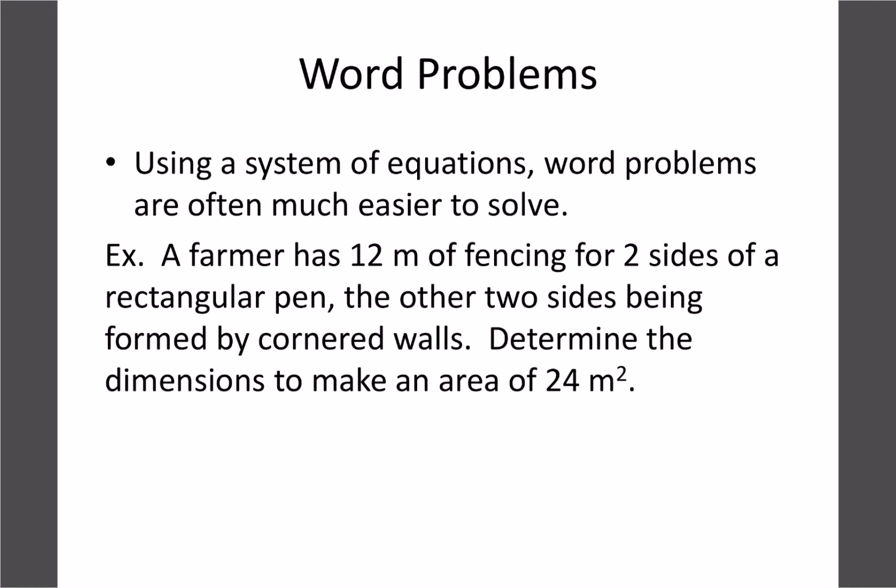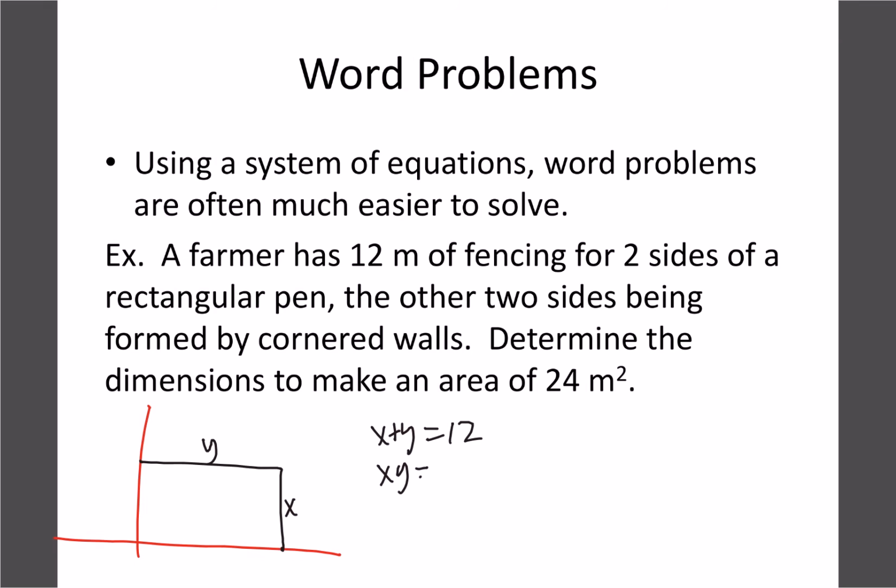It says a farmer has 12 meters of fencing for a rectangular pen that's inside of a corner of a wall. So if we were to draw this out, we just have our two sides. Let's call one y and the other one x, and that's it. So we know our perimeter, so x plus y has to equal 12, and it says in this question x times y, our area, equals 24.